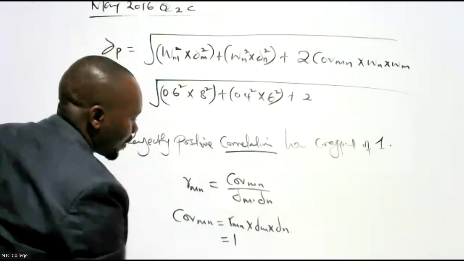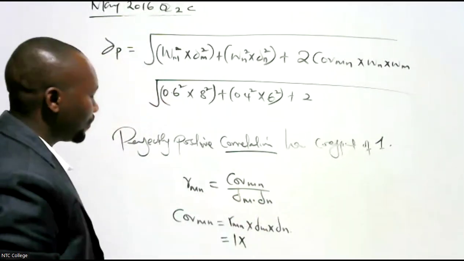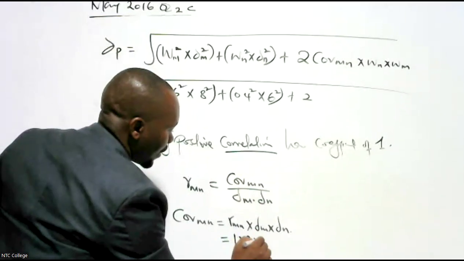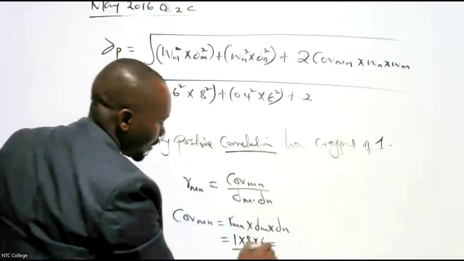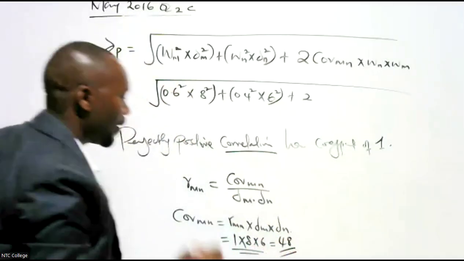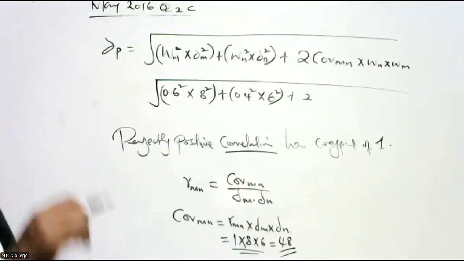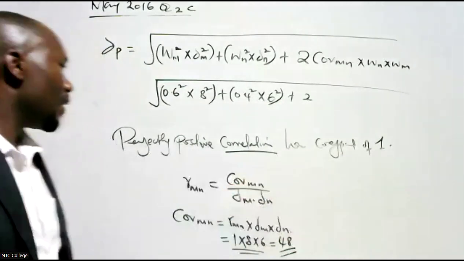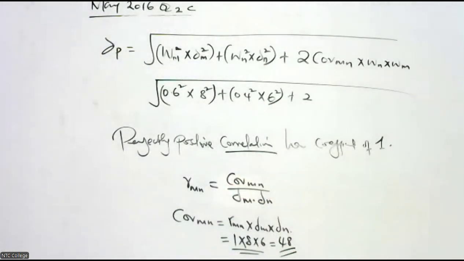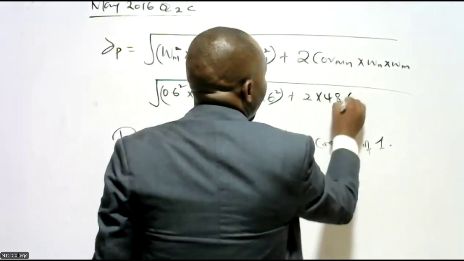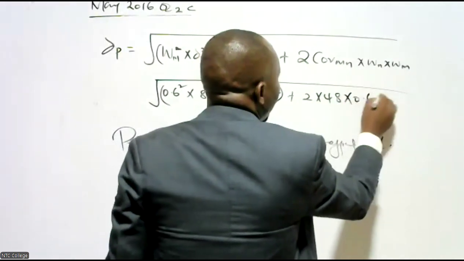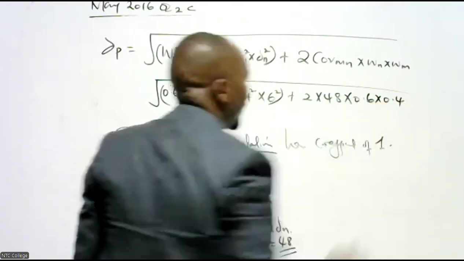But R is 1. So it's 1 times the standard deviation of M, which is 8, times 6. Therefore, our covariance, which we shall use, is 48. That is how you get the covariance. If they are perfectly positively correlated, the correlation coefficient is 1. So we can now have our covariance, 48, times the weights 0.6 times 0.4, and you're done.